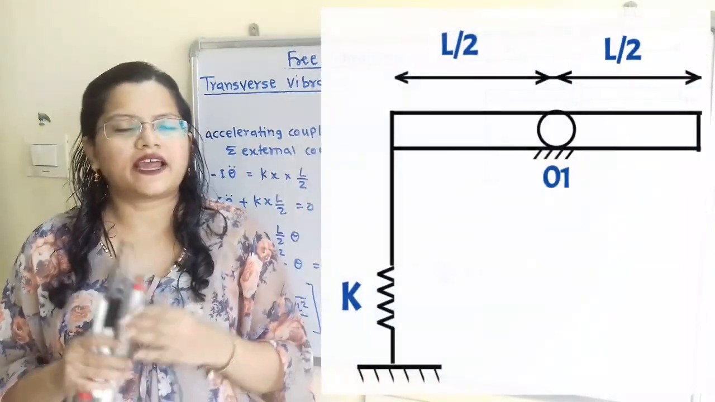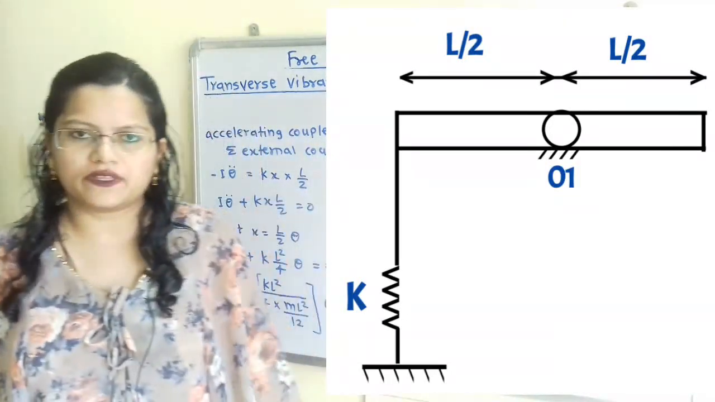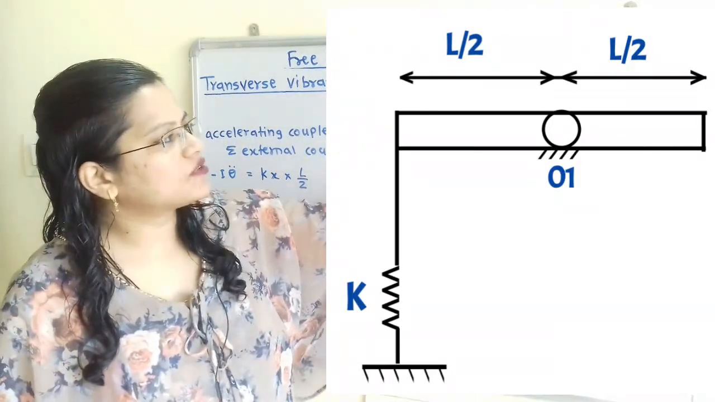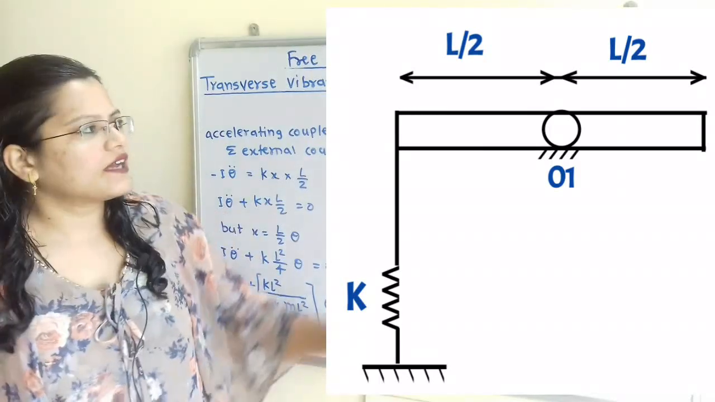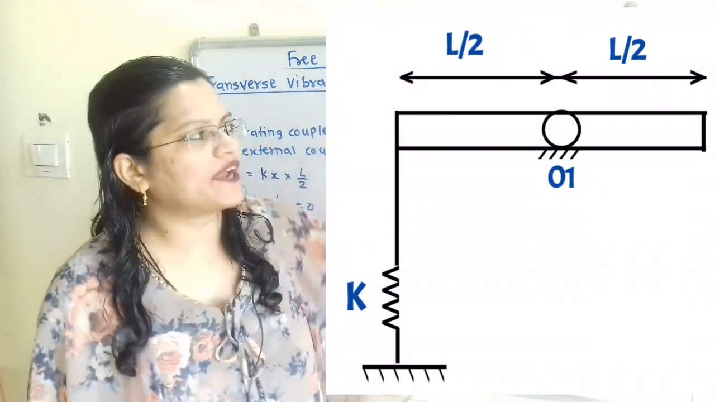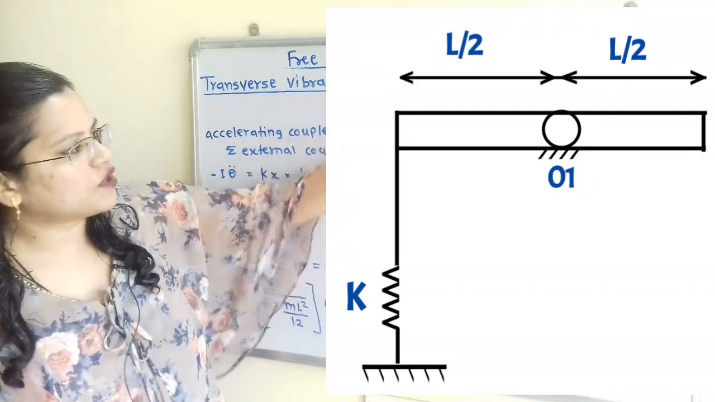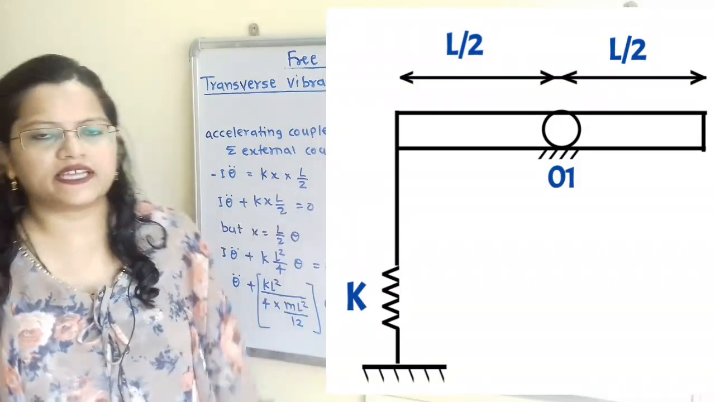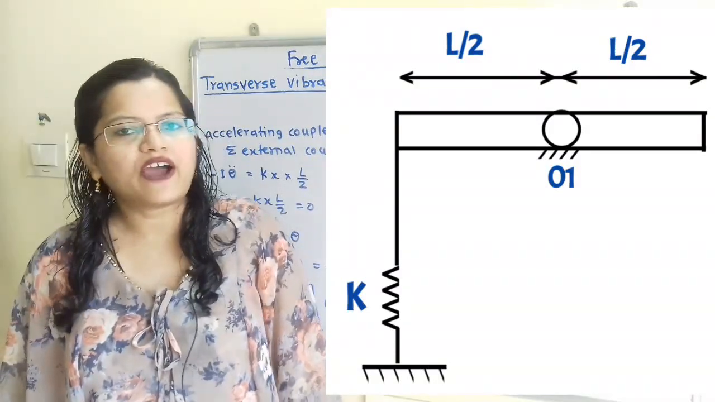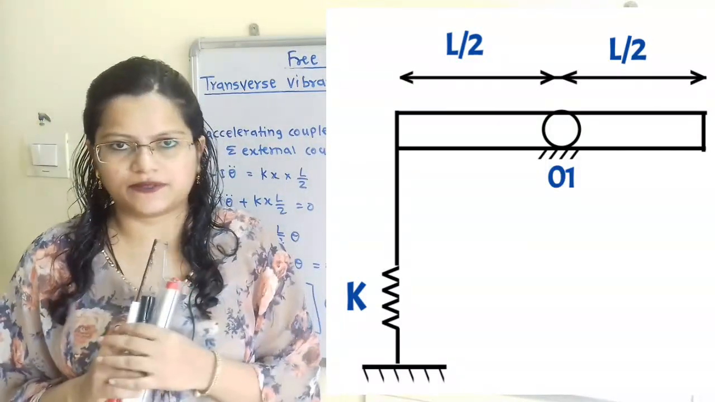Let us understand the given system. A uniform rod of mass m is given, which can rotate about the center O1. For each section, the length is mentioned as L by 2, and for the other section it is also L by 2. At one end of this rod a spring with stiffness K is connected. Now we have to find out the equation for the frequency for this system.